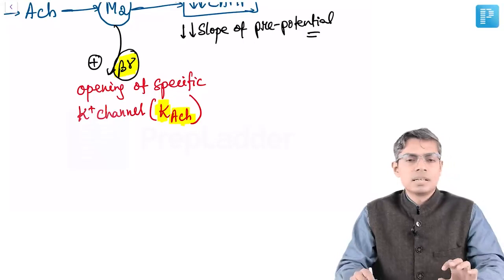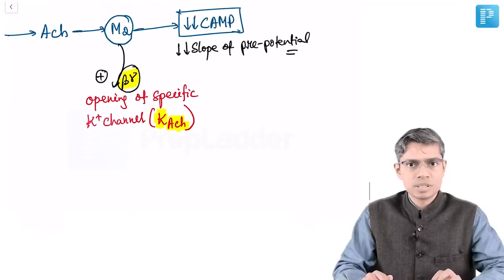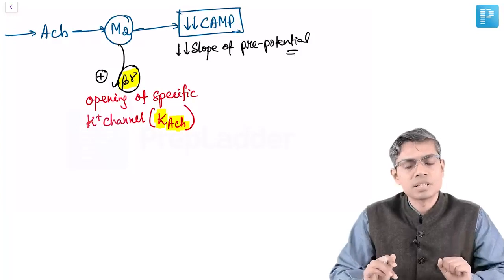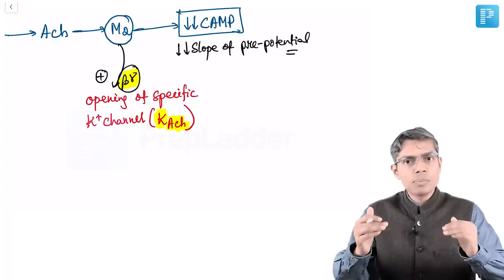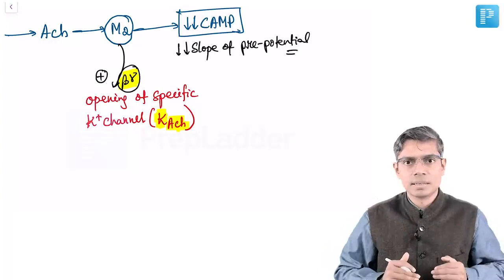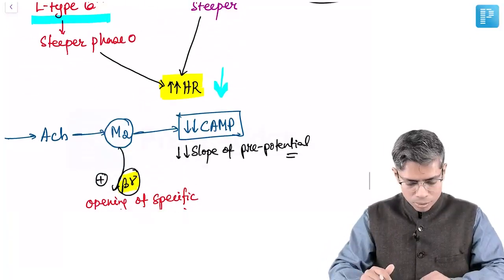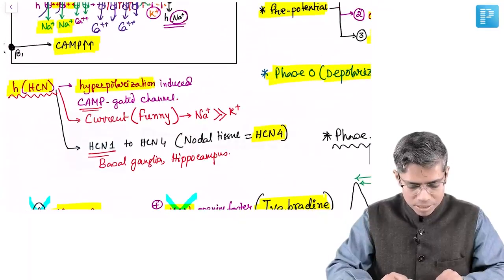Beta gamma subunit is not going to cause much of the action of G protein. Mainly it is done by alpha subunit, but here is the exception. So that's why you have to remember. Now, if you open up extra potassium channel, which is not supposed to open up in normal cases, look at this diagram. What is going to happen? Because you have to understand this thing.